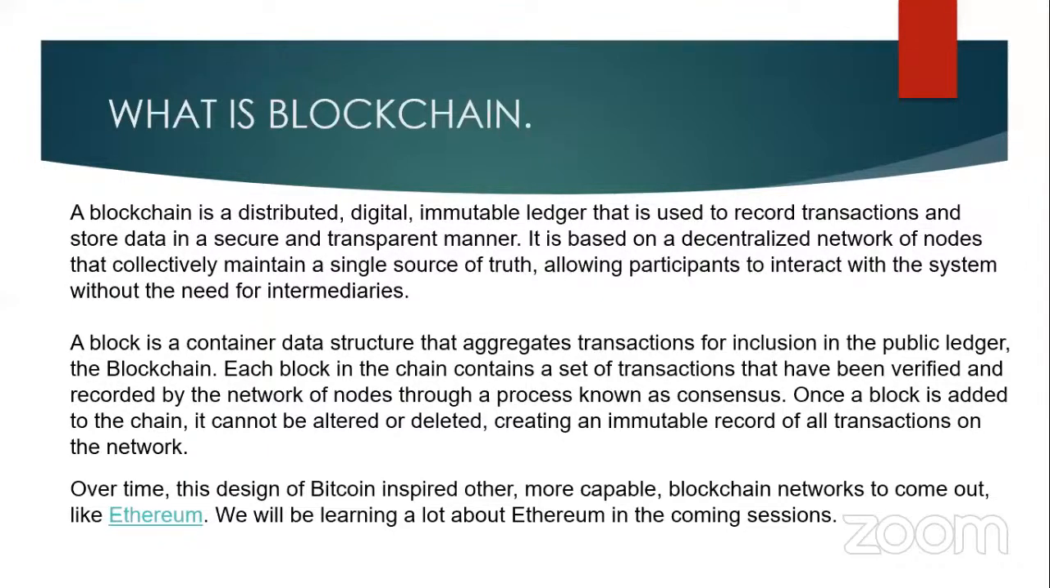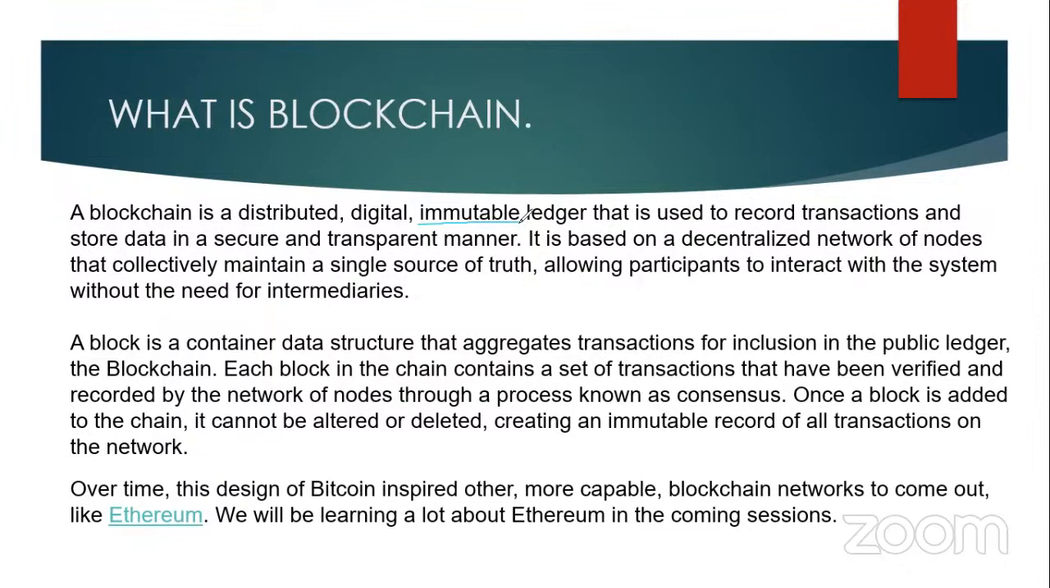A block is a container data structure that aggregates transactions for inclusion in the public ledger of the blockchain. Each block in the chain contains a set of transactions that have been verified and recorded by the network of nodes through a process known as consensus. Once a block is added to the chain, it cannot be altered or deleted, creating an immutable record of transactions on the network. Now, this brings me back to what I said about immutable.